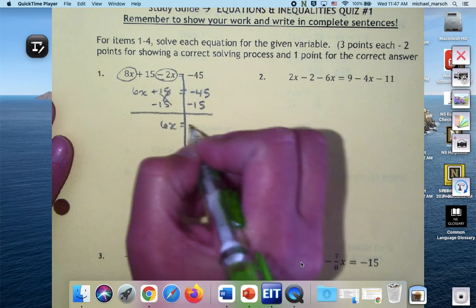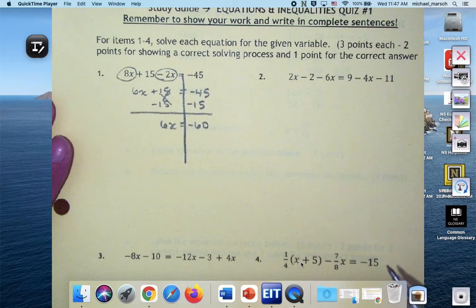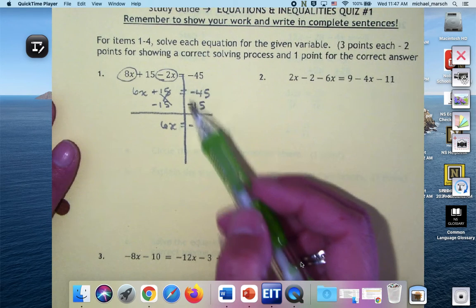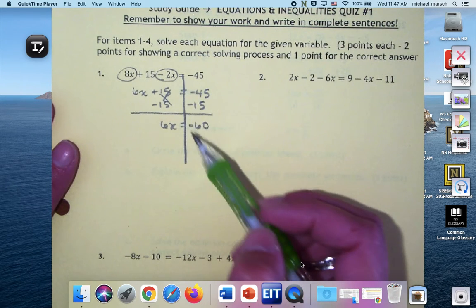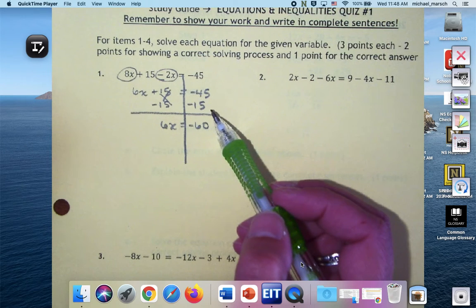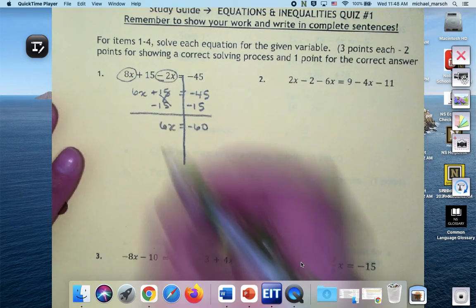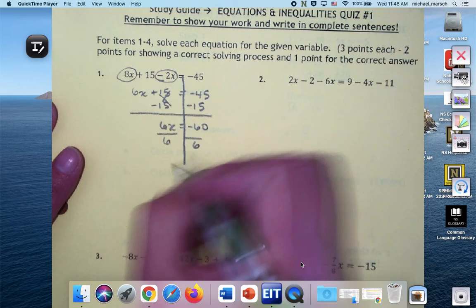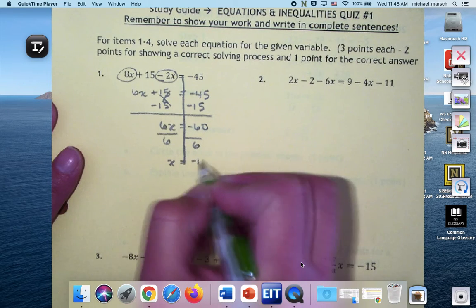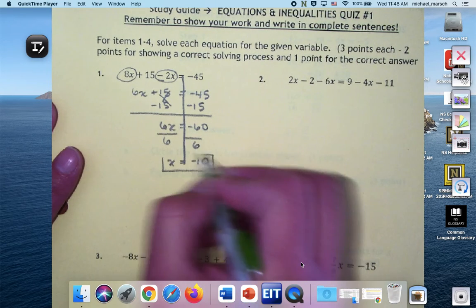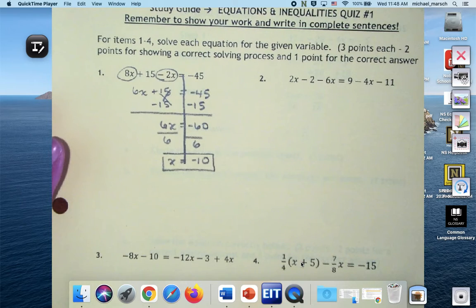6x equals negative 60. Quite a few people were getting this whole situation wrong yesterday. Guys, please use your calculators. I beg you. Open up your iPad. Use the calculator. X equals negative 10.